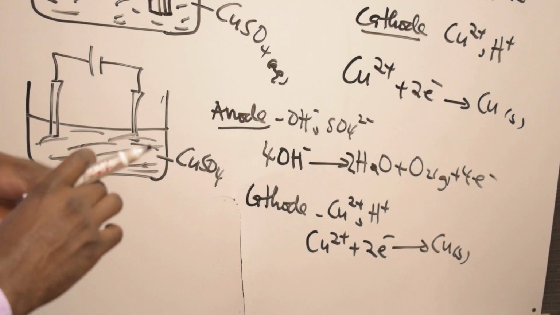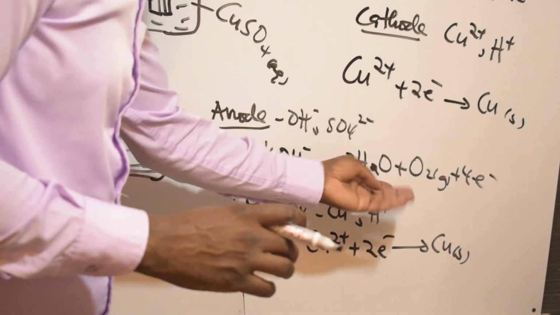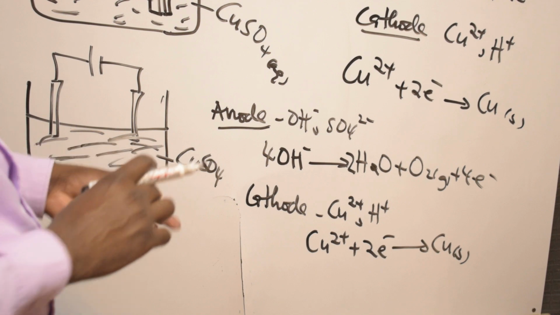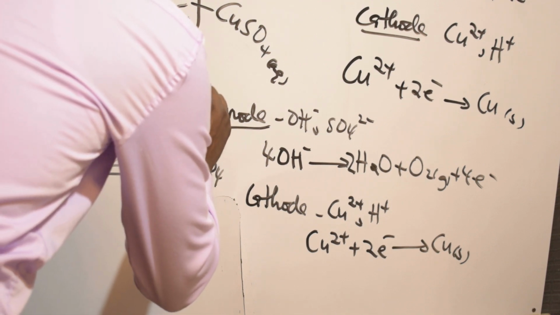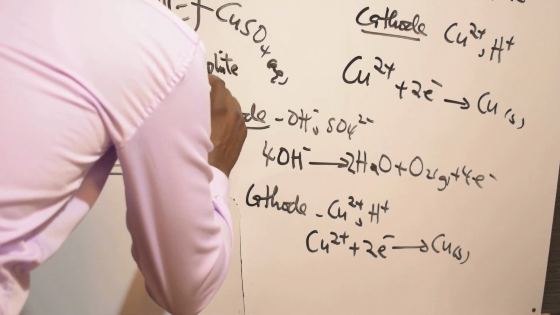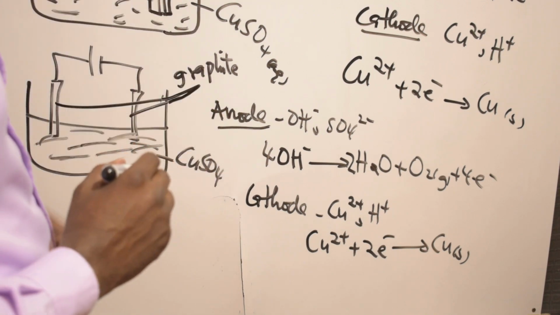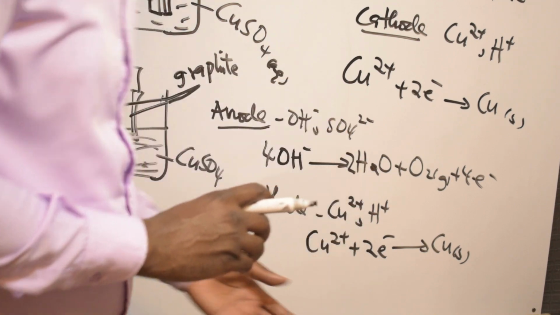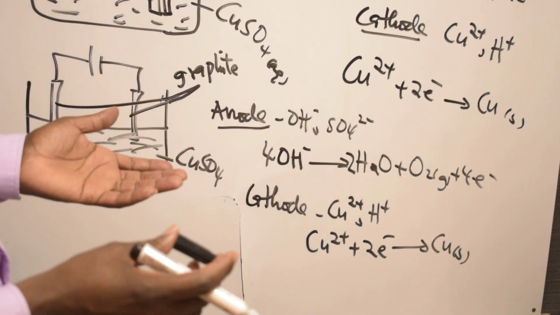Now, some other differences that we may be able to observe: at the anode, we are producing oxygen gas. That is when we have graphite electrodes. We are using graphite electrodes here. The difference here will be at the anode, and then maybe we can also mention something about the concentration. What happens with the concentration here?